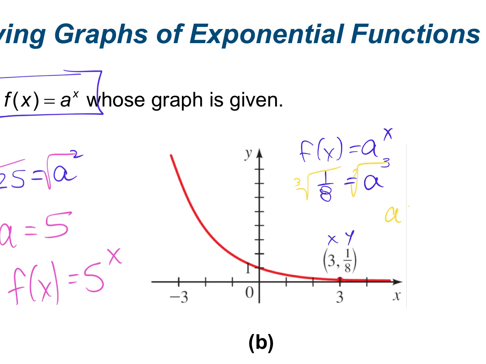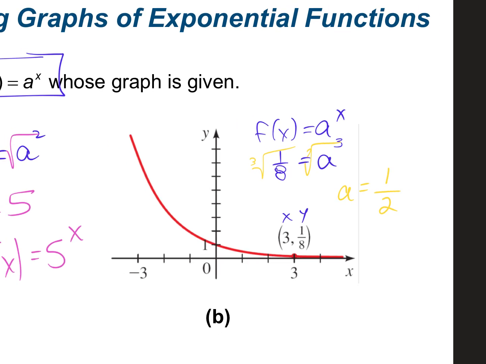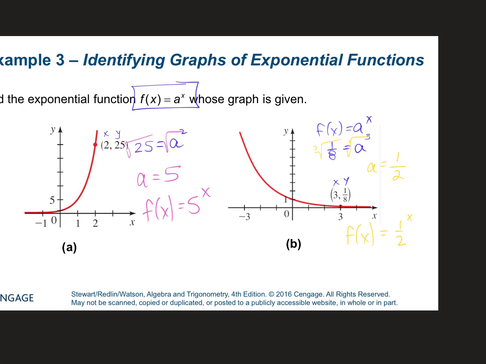So my a would be, what guys, what times itself 3 times gives you 1? 1. What times itself 3 times gives you 8? 2. So that should make sense that this is 1/2 to the x power. Why would it make sense that my base in this letter B would be 1/2? Because it's decreasing. It's going down. It's a decay. Good. All right.